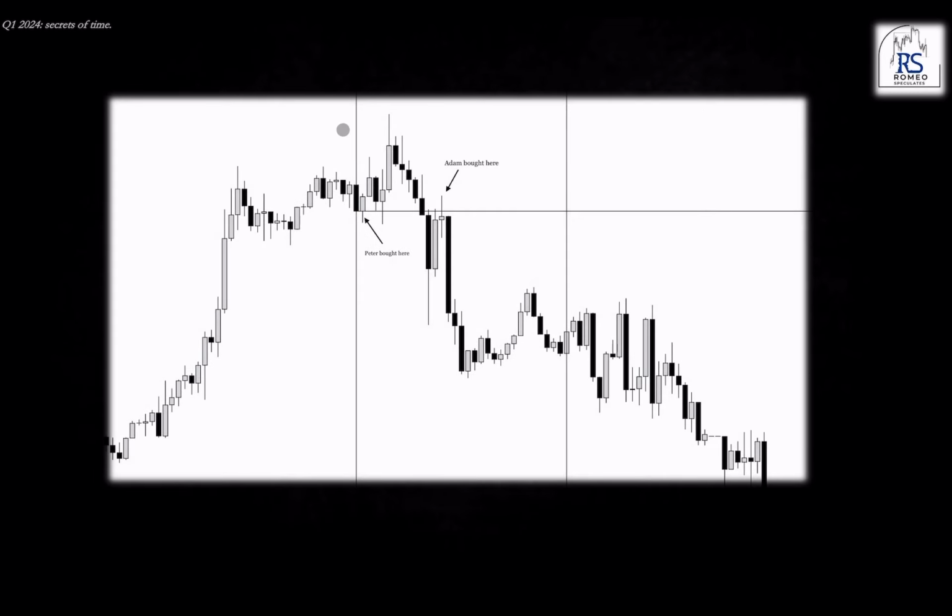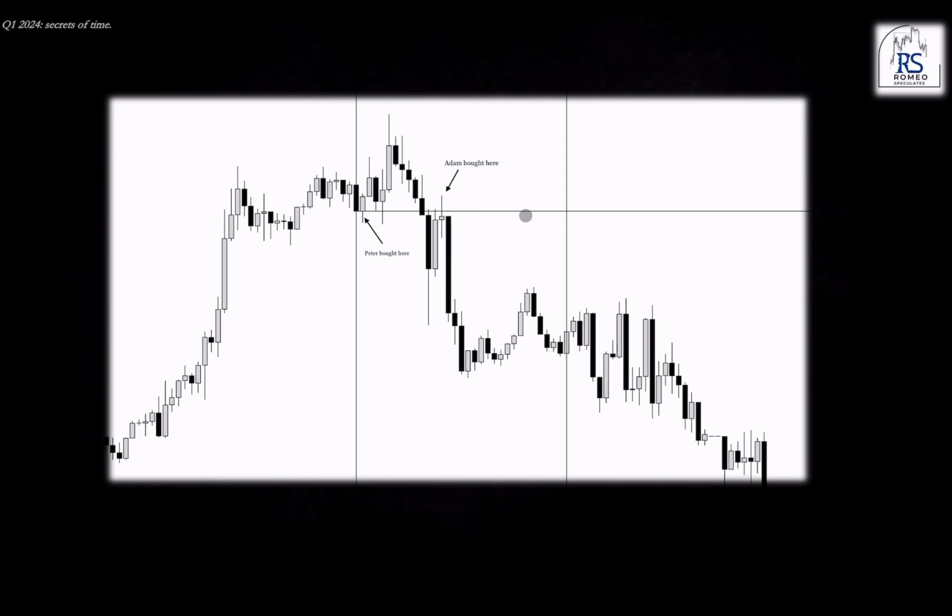Another example. This is a daily candle. Which means these are hourly candles, right? Or 90-minute candles, if I'm not mistaken. Peter bought over here at this price level. You see this horizontal line? Peter bought over here, and from his time of entry, he was in profit.